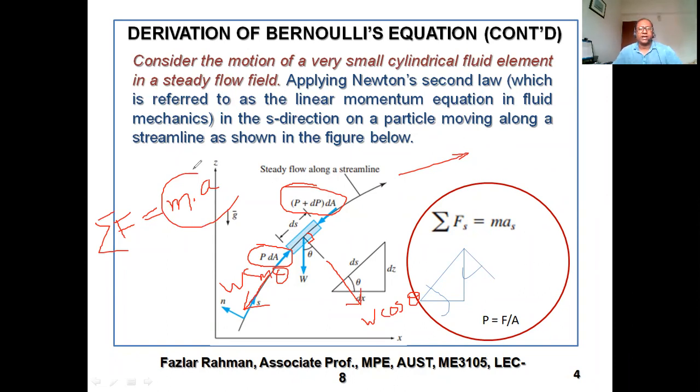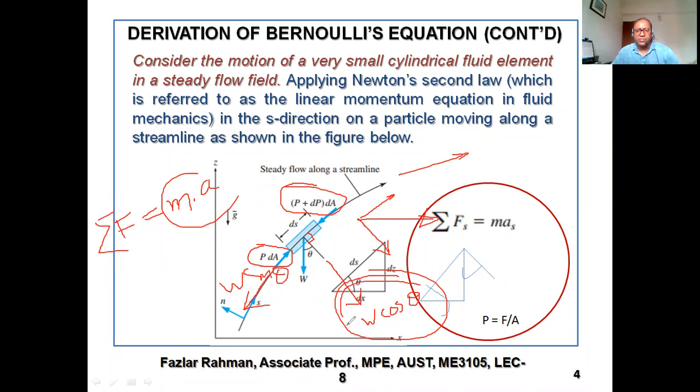Now, last class I asked a question. This way, the force working along the streamline will be balanced. Now, who will balance this force? That's what I was asking. This force is working perpendicular to the streamline. If someone is not balancing it, then what will happen? This fluid element will move in this direction. The pressure force is working along this direction, and this W cos theta is working in this direction, so it will go somewhere along this direction.